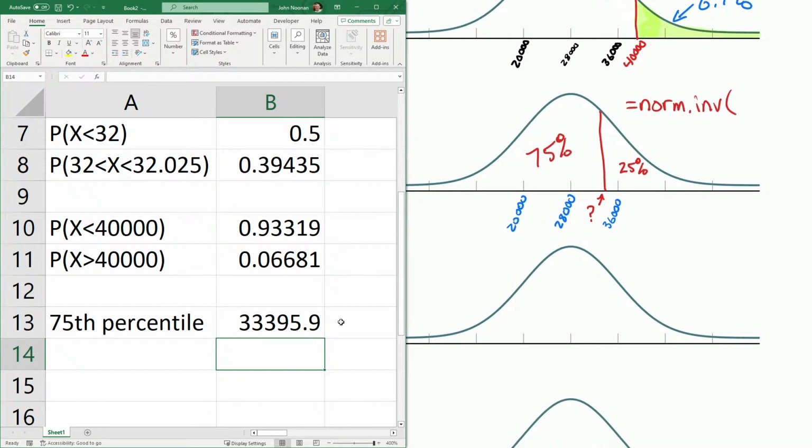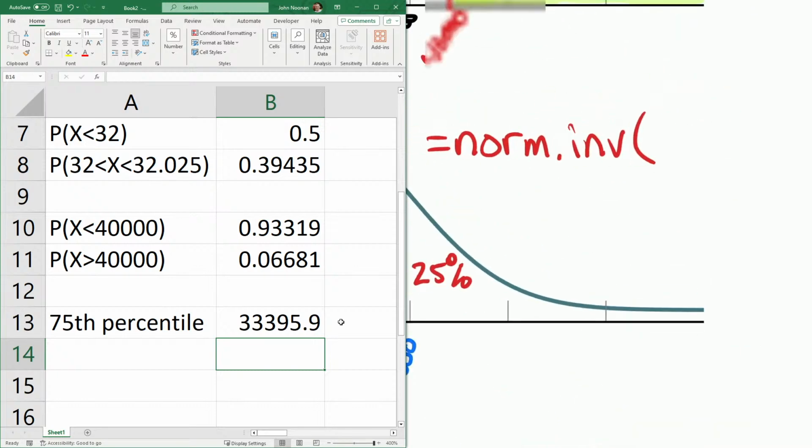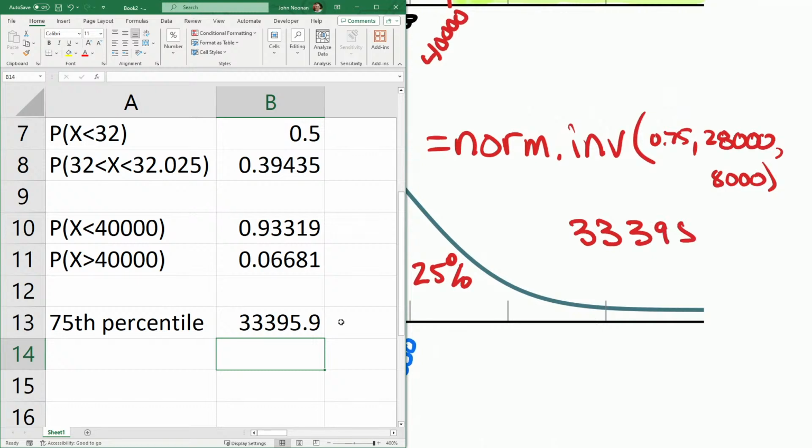Let me just write this down in case you're keeping notes yourselves. So norm.inv, and then we would do 0.75, and then 28,000, and then 8,000. So something like that, just to keep track. And then the correct answer is 33,395.9. I suppose you could round it.